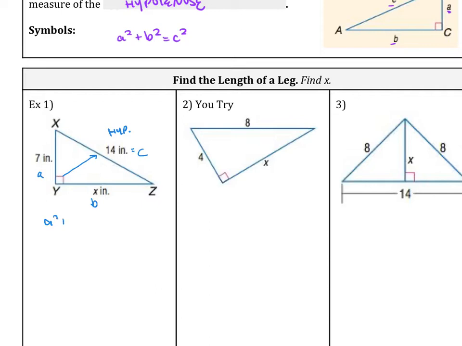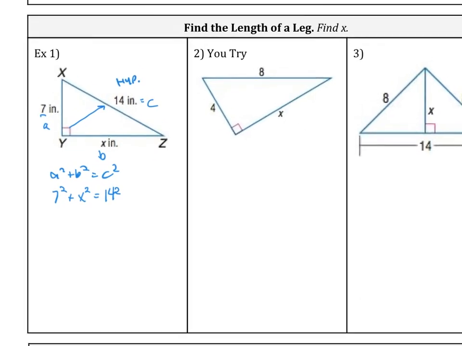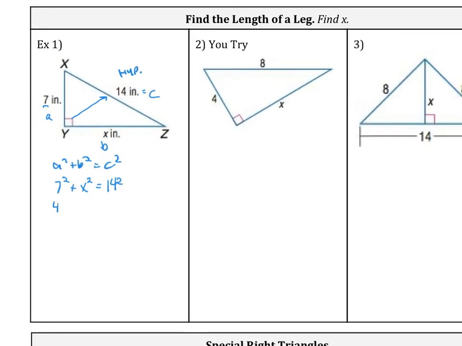So we have A squared plus B squared equals C squared. So we're looking at A is 7 squared plus B, we don't know what that is, so we're going to call it x squared equals 14 squared. So 7 squared we know is 49 plus x squared equals 14 squared. 14 squared is 196. So then let's solve.